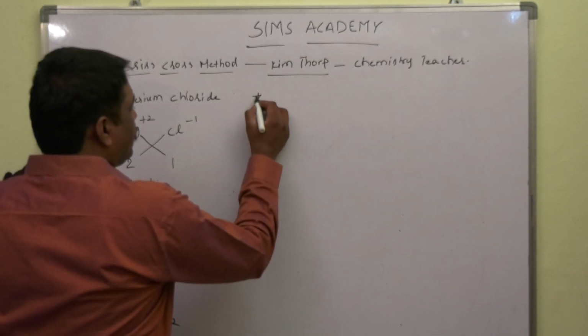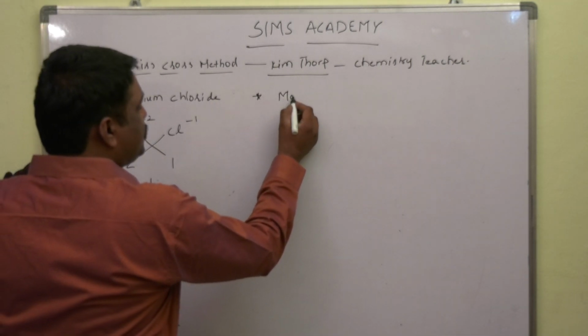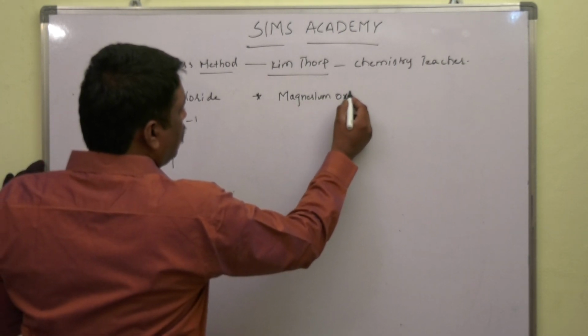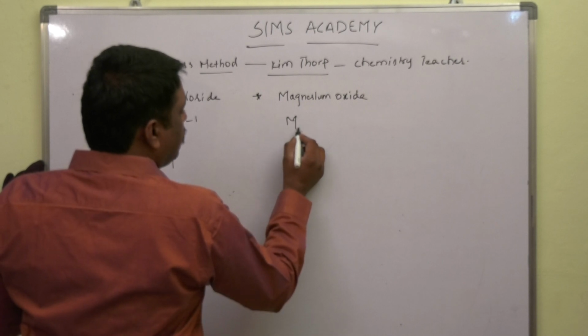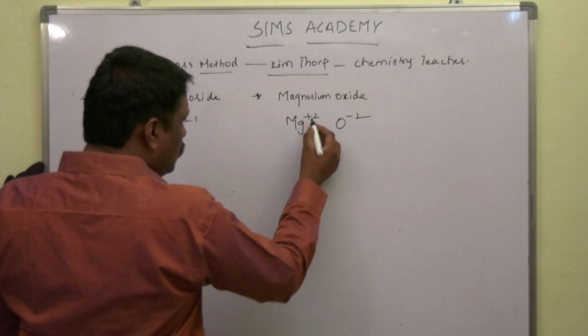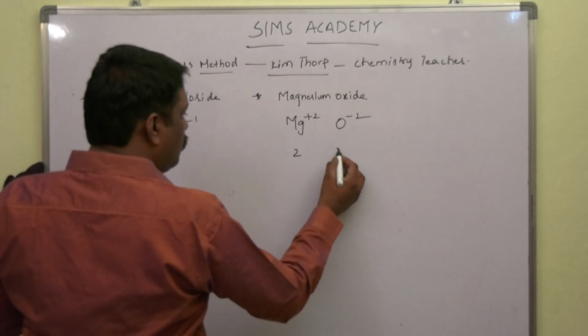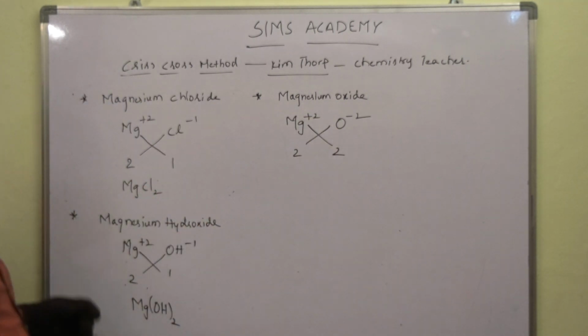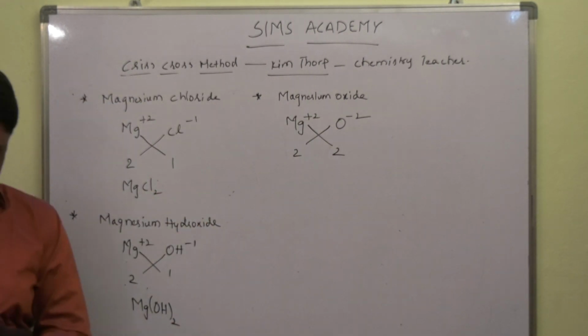Okay. Let us go on to magnesium oxide. Magnesium is Mg plus 2, oxide is O minus 2. Here we have 2, 2, Criss cross. Write the formula.